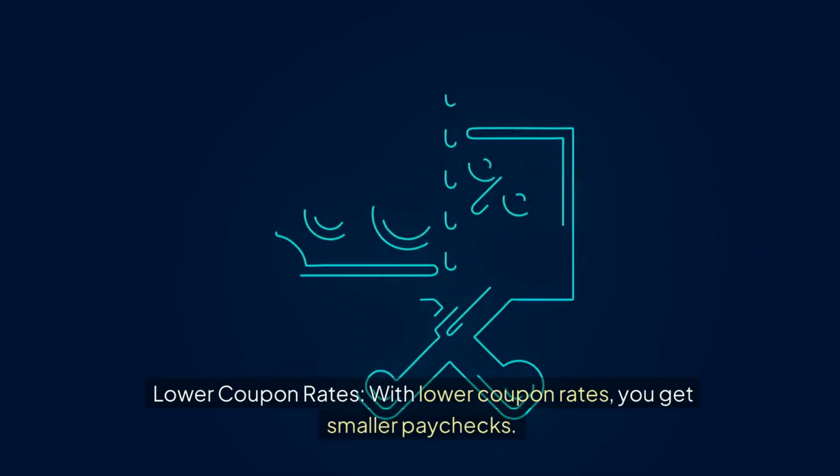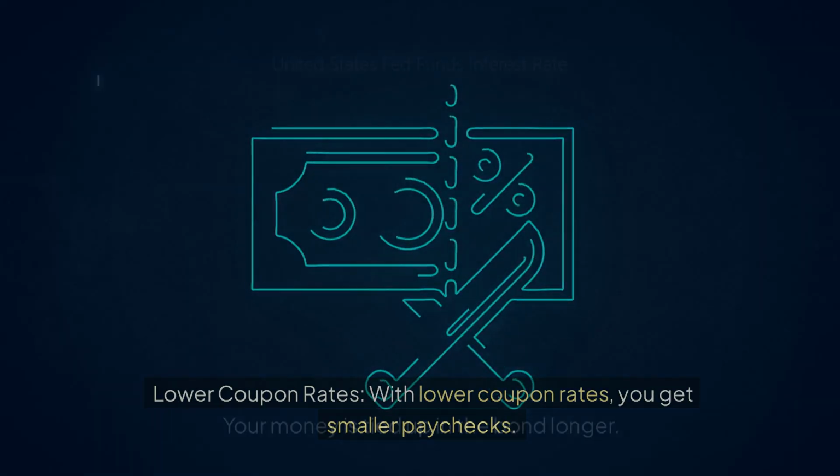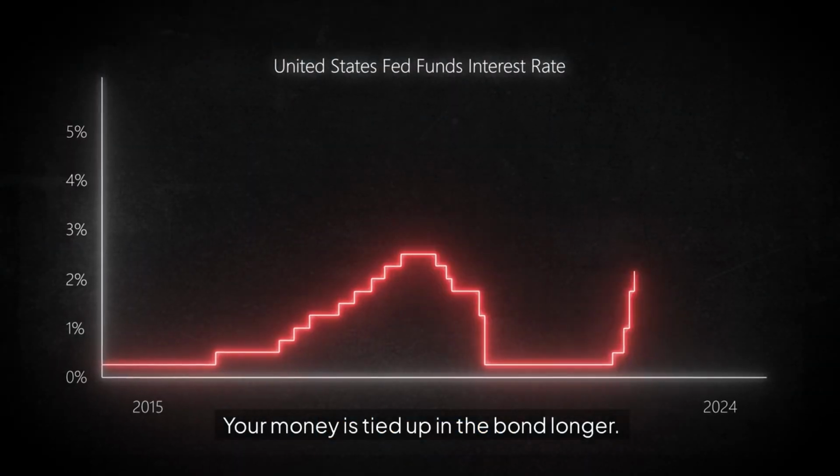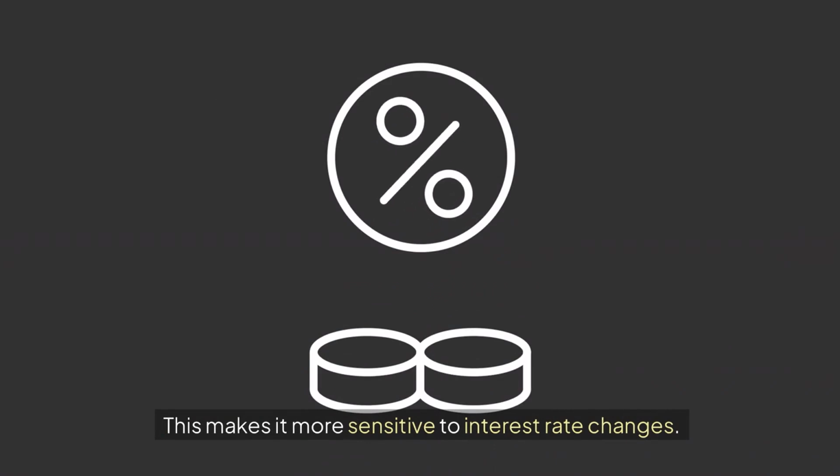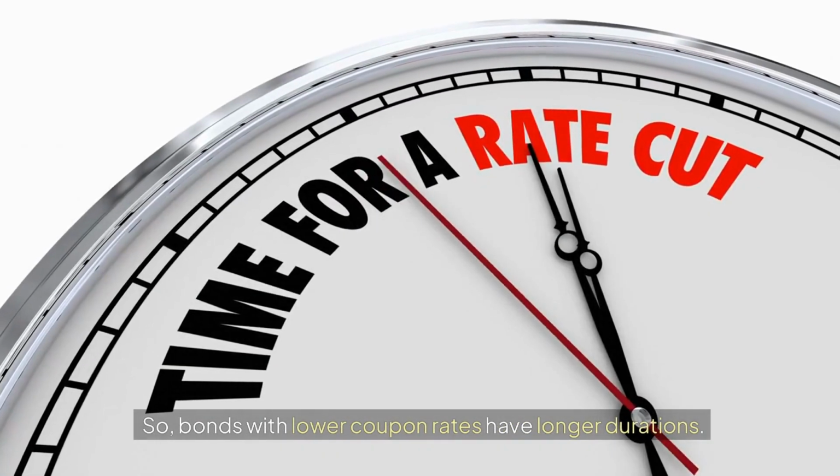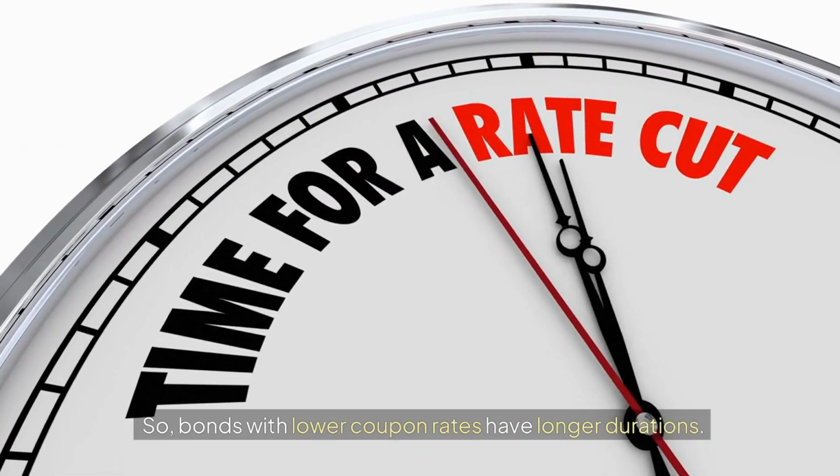With lower coupon rates, you get smaller paychecks. Your money is tied up in the bond longer. This makes it more sensitive to interest rate changes. So, bonds with lower coupon rates have longer durations.